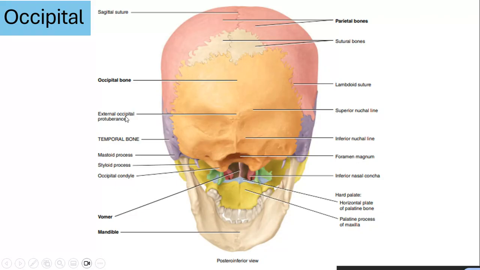Temporal bone, that's external occipital protuberance, and occipital bone. This is what you call a sagittal suture, right? So remember, these are two parietal bones. Sagittal suture connects the two parietal bones. Sutural bones, these are also connected to each other. That's the occipital bone. This is a lambdoid suture connecting the parietal to the occipital bone, right? To the frontal area.